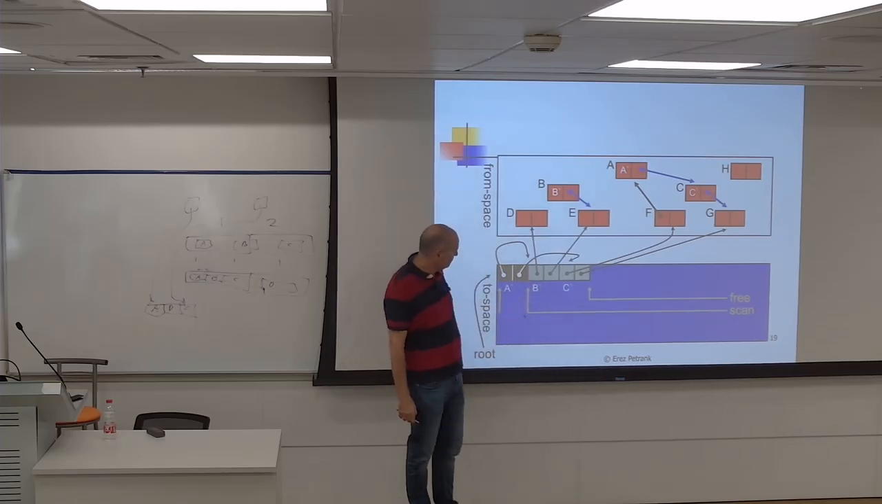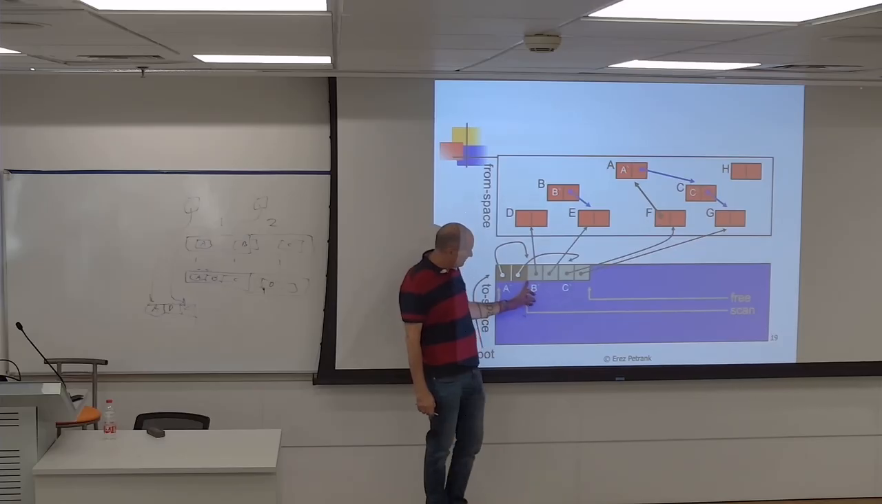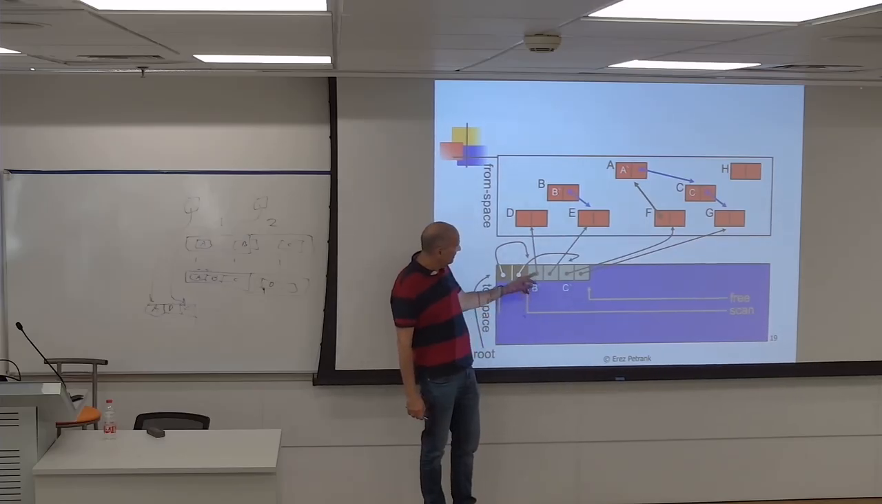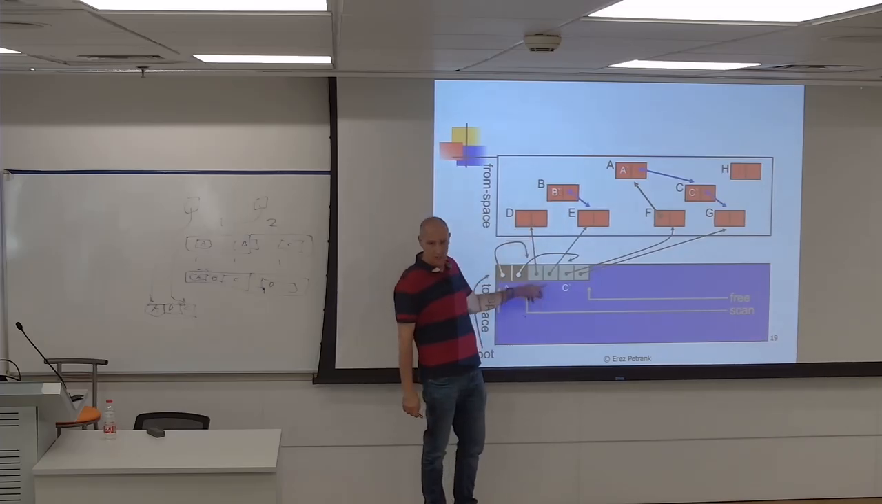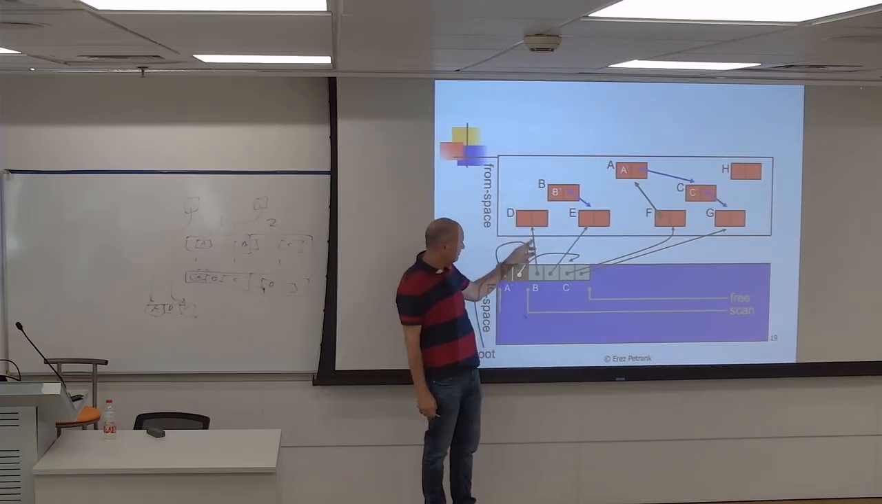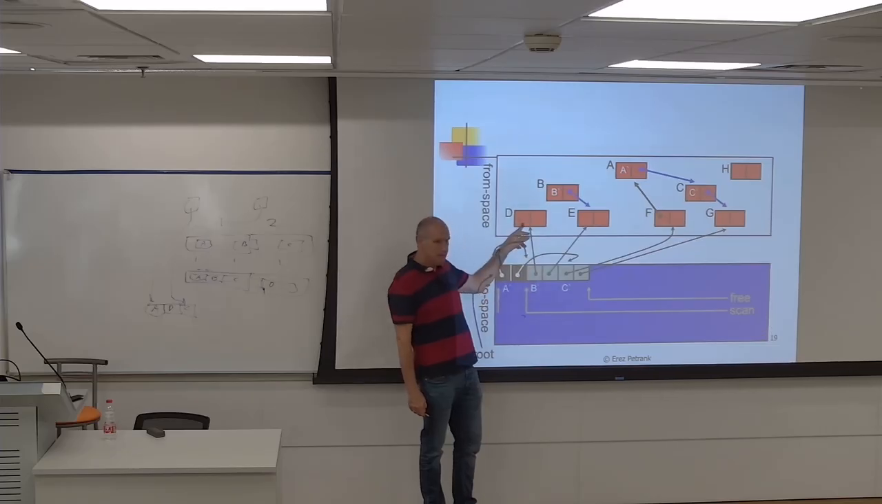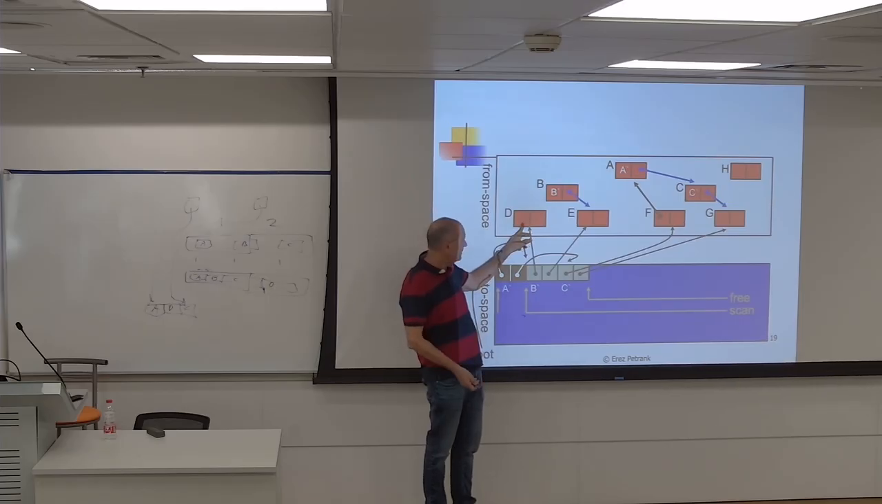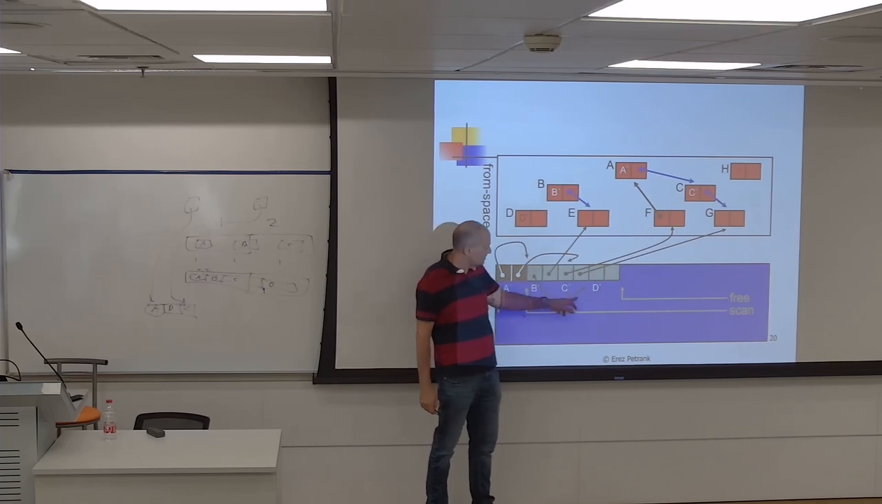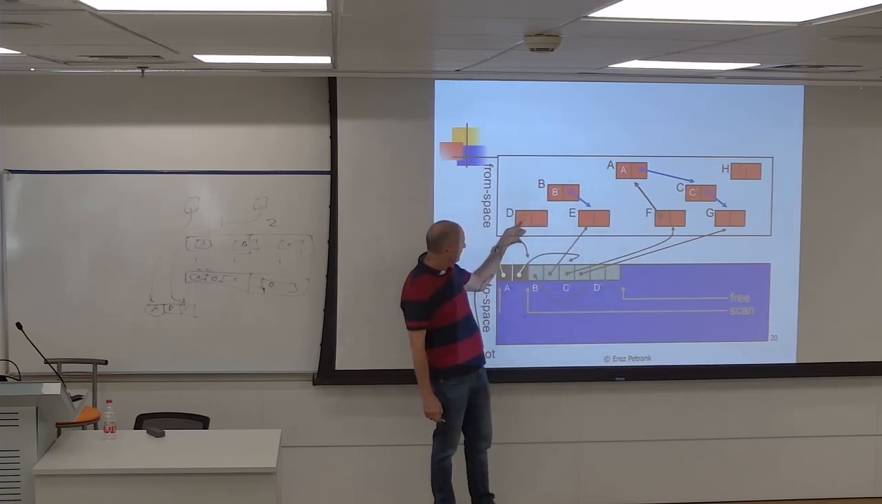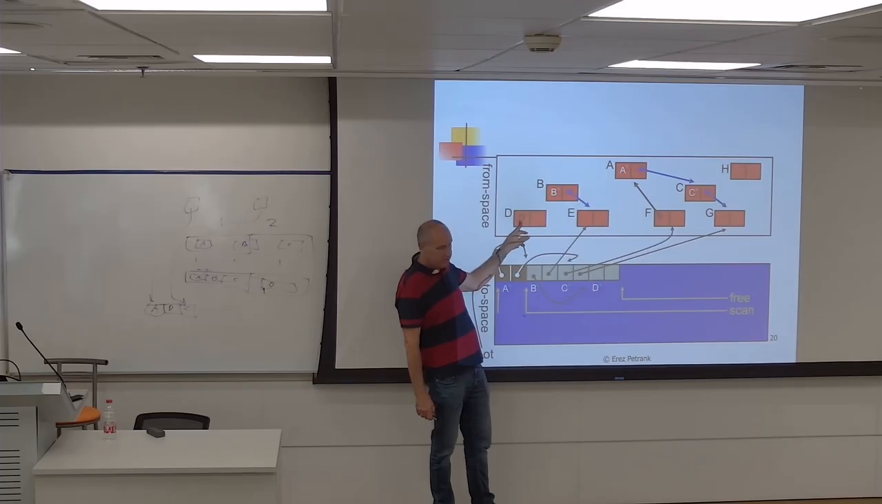Okay, now let's go to the next thing to scan. It's the copy of B. It points to D, because B pointed to D, so the copy still points to D. And I see that D has not been copied. So I have to copy it, leave a forwarding pointer, and fix this pointer. So here I do it. I fix this pointer to the copy of D. I leave a forwarding pointer in D.